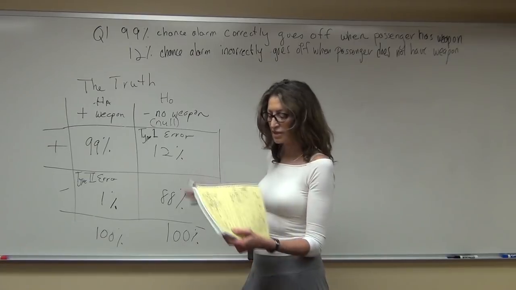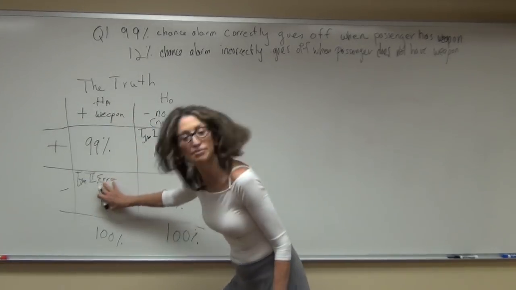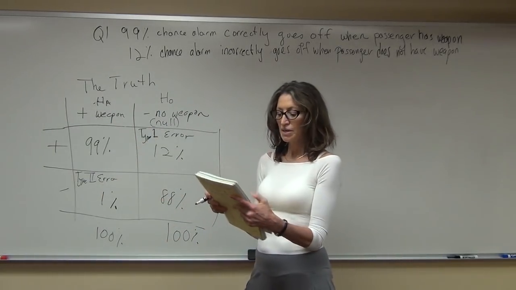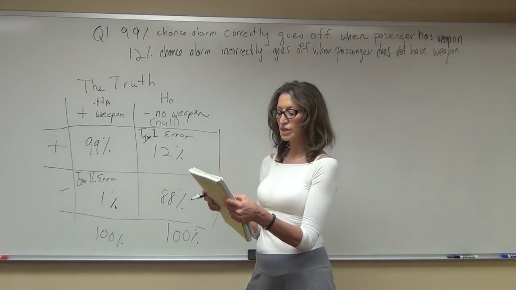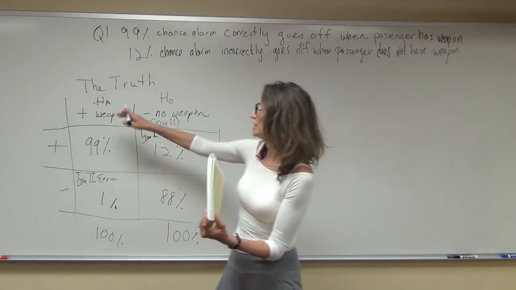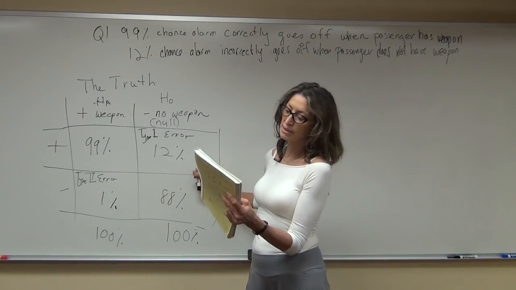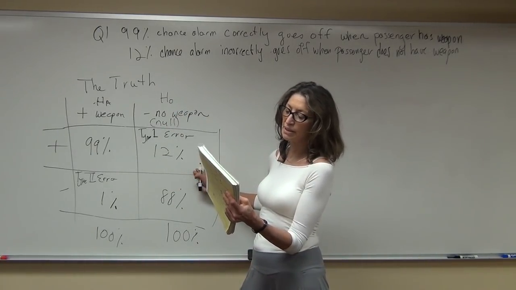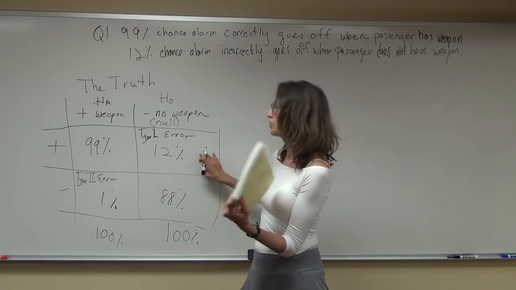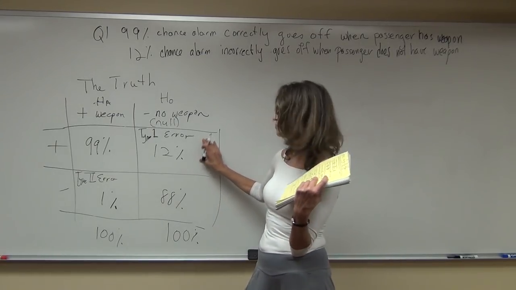Can you make that type of error? And only when the null is false can you make a type 2 error. All right. So part C says a passenger comes in without a weapon. So they're in this situation without a weapon. What's the probability that the screening will make a type 1 error? Well, it's 12%, right? 12%.